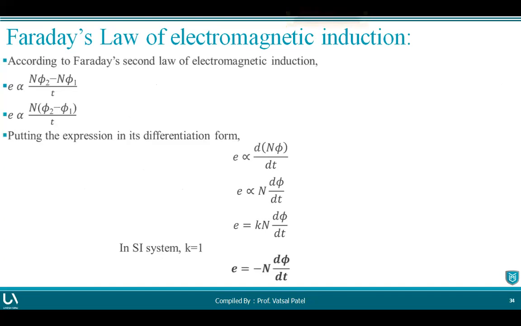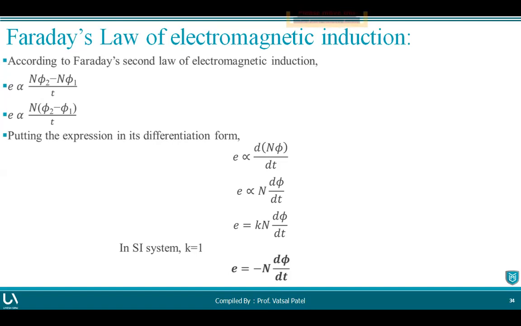So according to Faraday's second law of electromagnetic induction, as given in the previous slide, E is proportional to the flux linkages of the final value minus the flux linkages of the initial value, divided by time. The flux linkage is n into phi, or when you take n common, you get phi 2 minus phi 1. That will be your resultant flux.